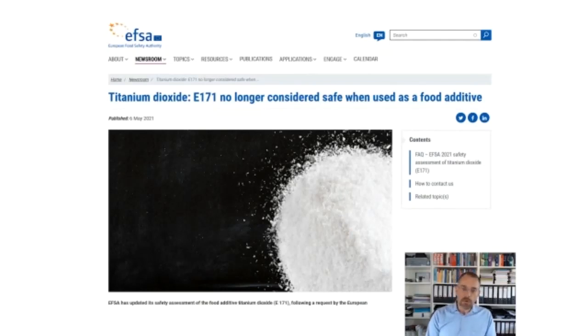After reviewing all the relevant available scientific evidence, EFSA concluded that a concern for genotoxicity of titanium dioxide particles cannot be ruled out. And based on this concern, EFSA's experts no longer consider titanium dioxide safe when used as a food additive.